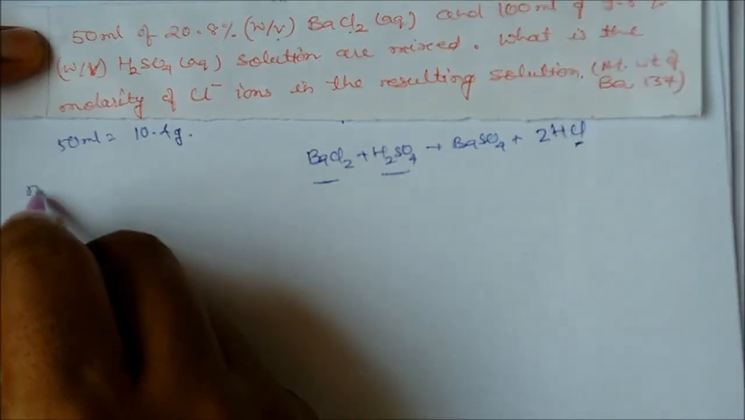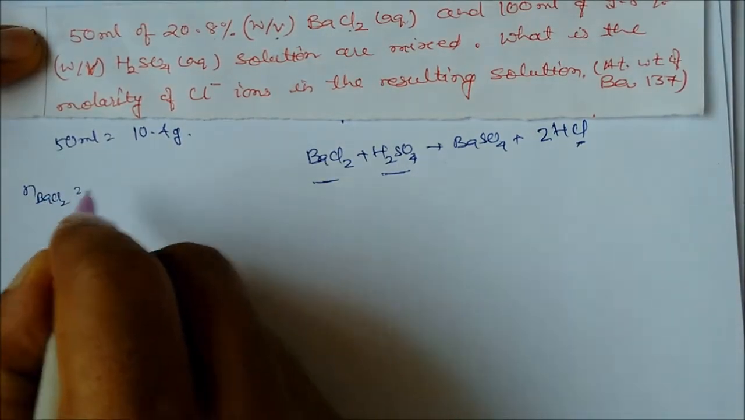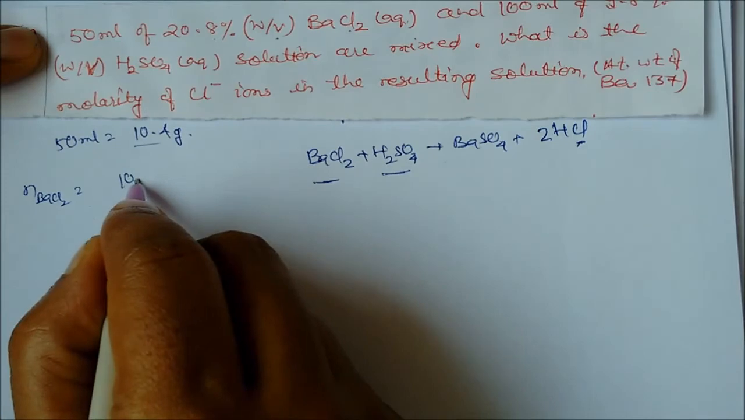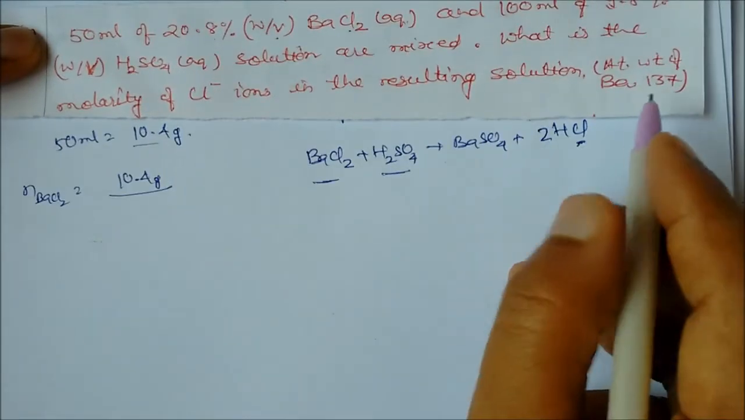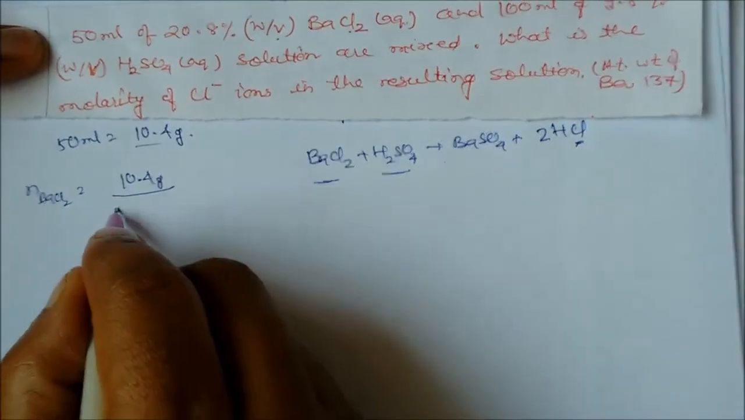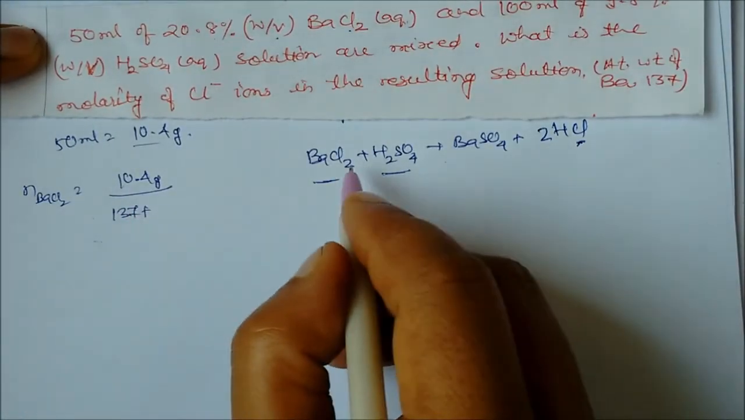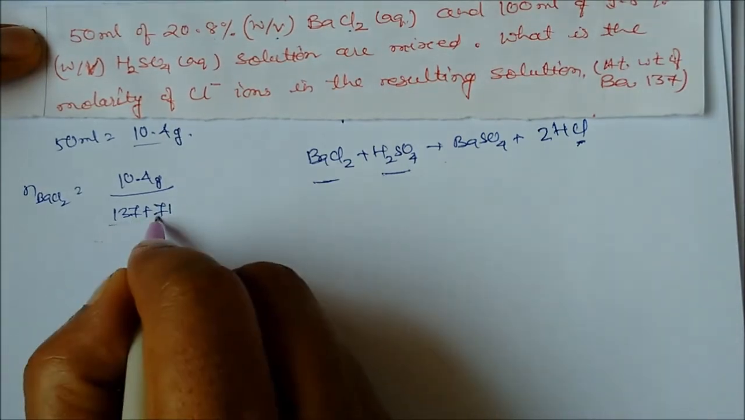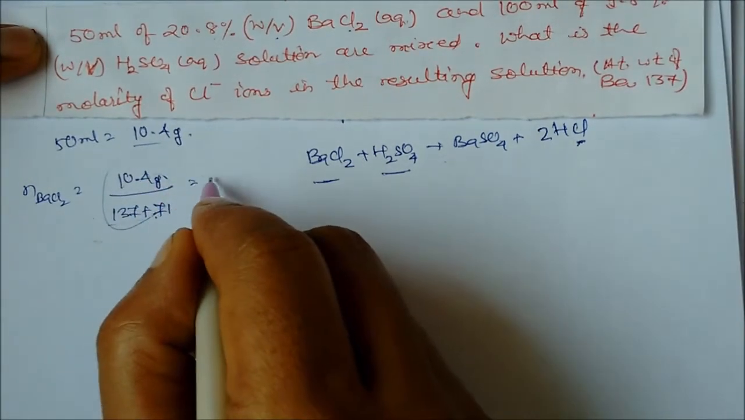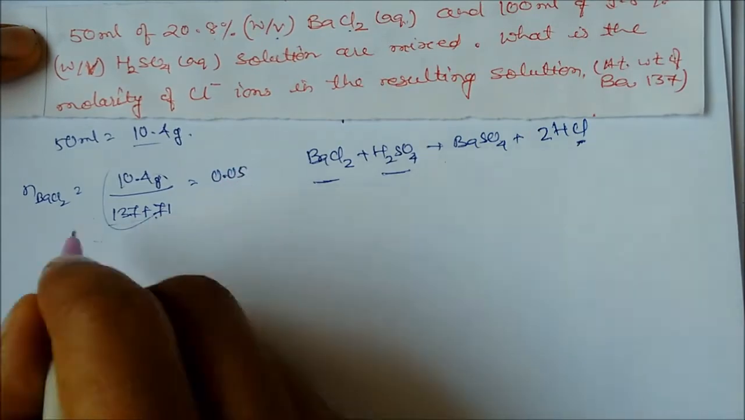So moles of BaCl2 will be how much? So weight is how much? Weight is 10.4 gram. So 10.4 gram divided by the molar mass of BaCl2. So barium chloride, we know the atomic weight is 137, and there is Cl, Cl is 35.5. It will be 137 plus 2 times 35.5, total 208 gram. So on solving, we will get here 0.05 moles.